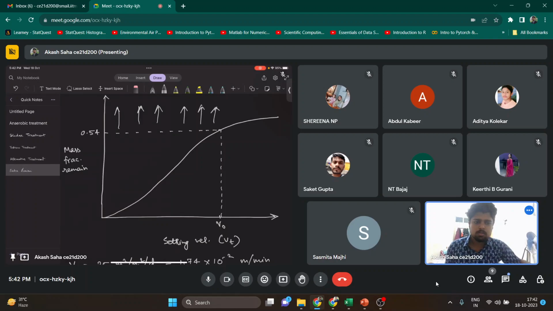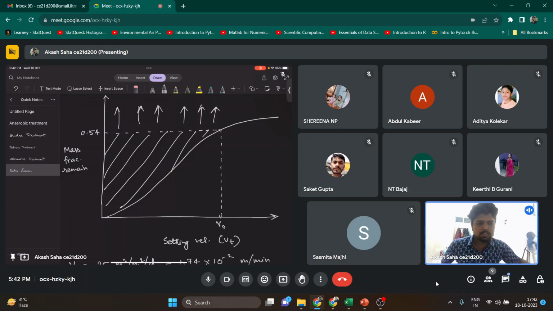Okay, 100% settling is there. But below this line, the particles will get settled only partially because the settling velocity is lesser than the overflow rate. How much partially it is getting settled, we have to find out by finding the area under this curve. If we are able to find the area under this curve, we will be able to calculate the total mass fraction that has been removed from the system.